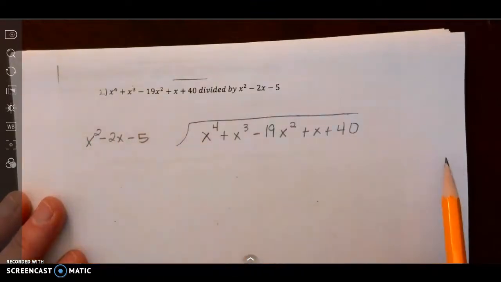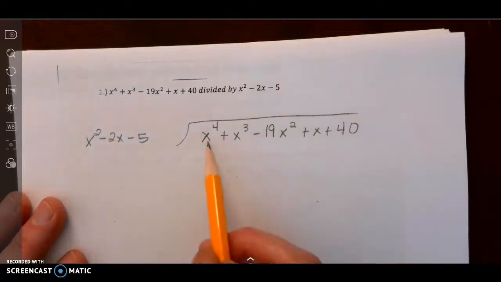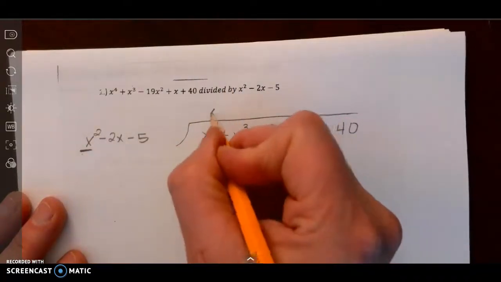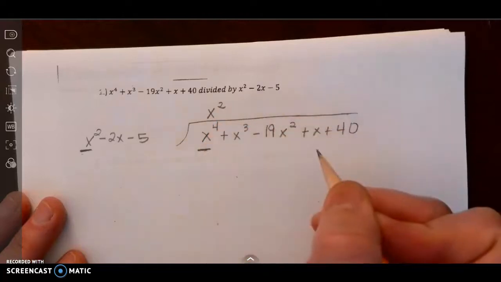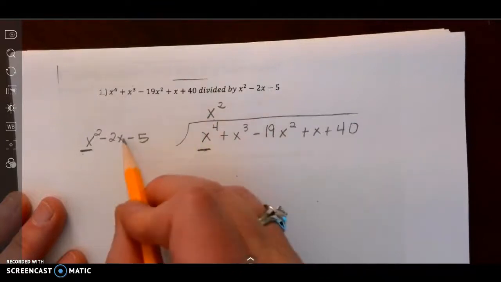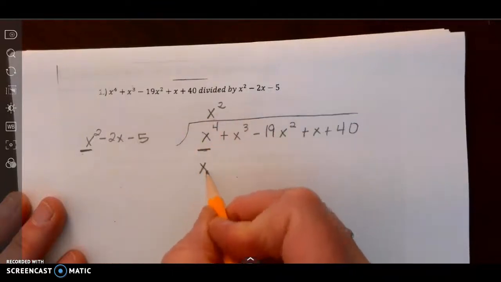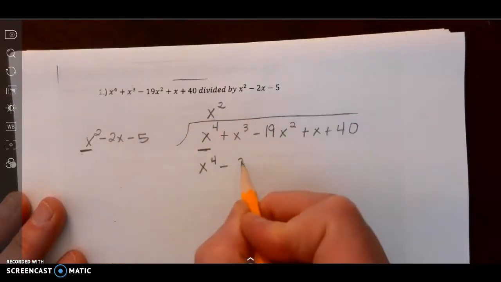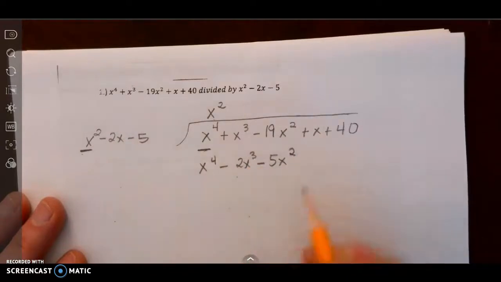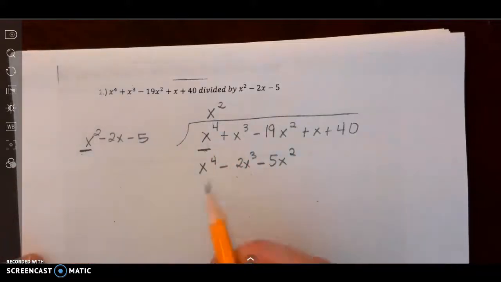There were no placeholders that I needed to put in, so I'm going to start off with the second step, which is focus on the first. What is x to the fourth divided by x squared, and I get x squared. I now multiply that x squared by everything in the divisor, and I get x to the fourth minus 2x cubed minus 5x squared. Notice I'm always lining up my like terms.